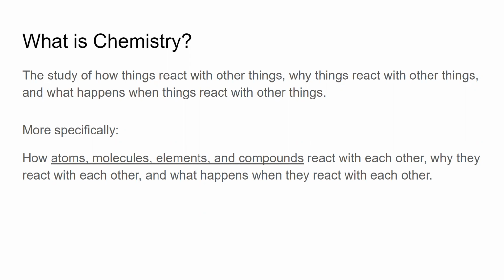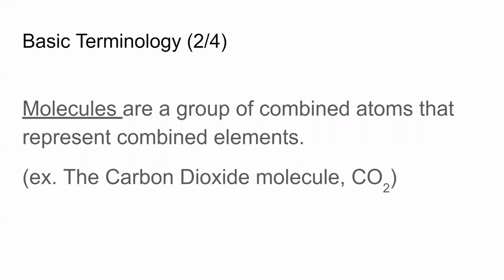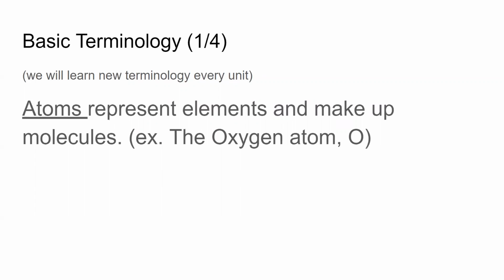So here you see atoms, molecules, elements, and compounds. Those are the basic forms of matter that we'll be looking at throughout this course. So atoms. Atoms represent elements and they make up molecules. For example, the oxygen atom, which is represented by the letter O. I'll talk more about it later and why it's very important to us and what parts of the atom we'll be studying and how different atoms of different elements look different.